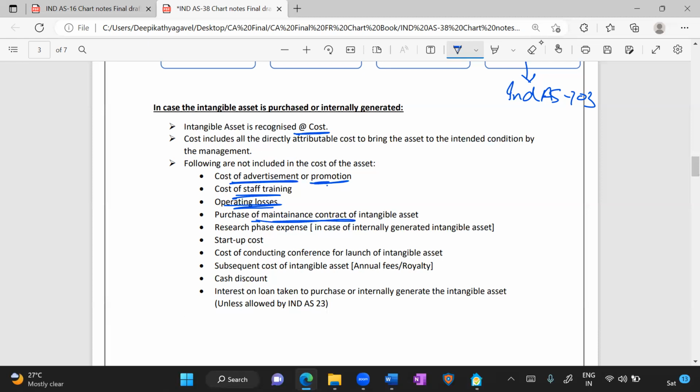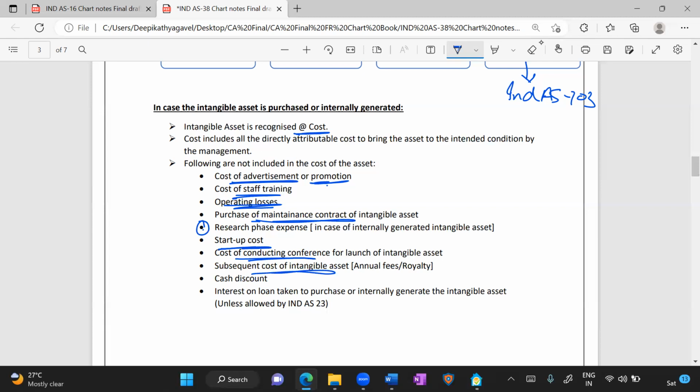Research phase expense, we'll be dealing with in detail. We'll be discussing it after this, the research phase and development phase, in case the asset is internally generated. So at that point you will get more clarity. Right? Startup cost, as we have already discussed in Ind AS 16, the initial cost, the startup cost will not be included. Cost of conducting any conference for the launch of that particular intangible asset or, let's say, an inauguration or opening ceremony, such cost will not be included.